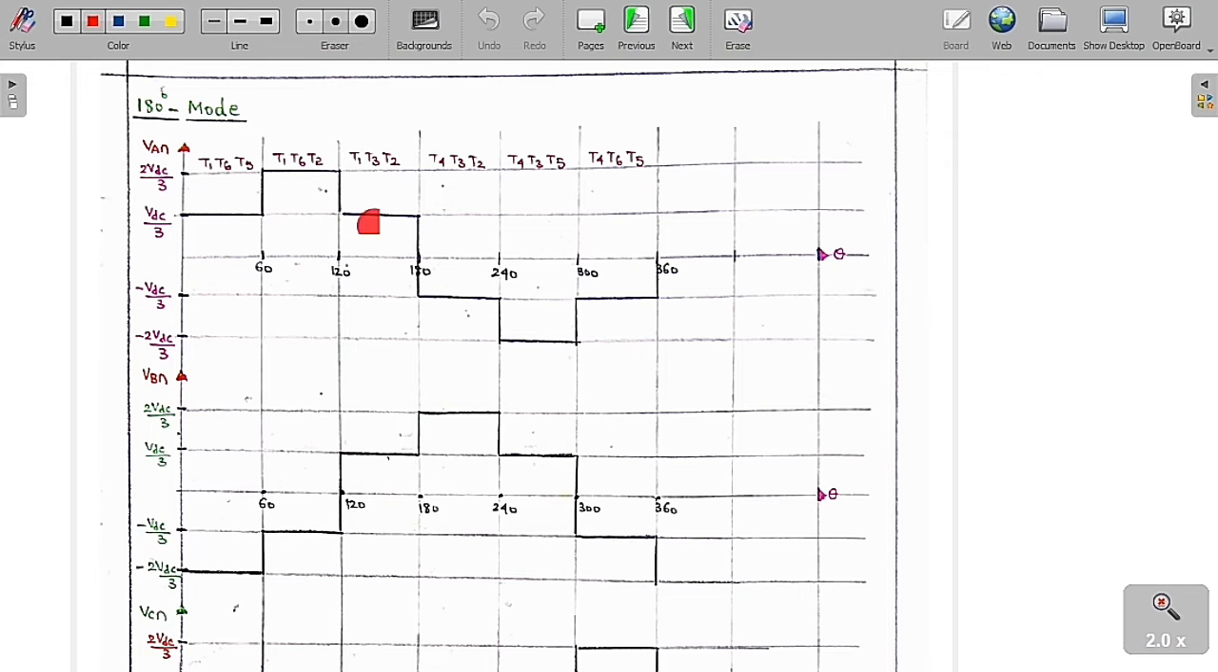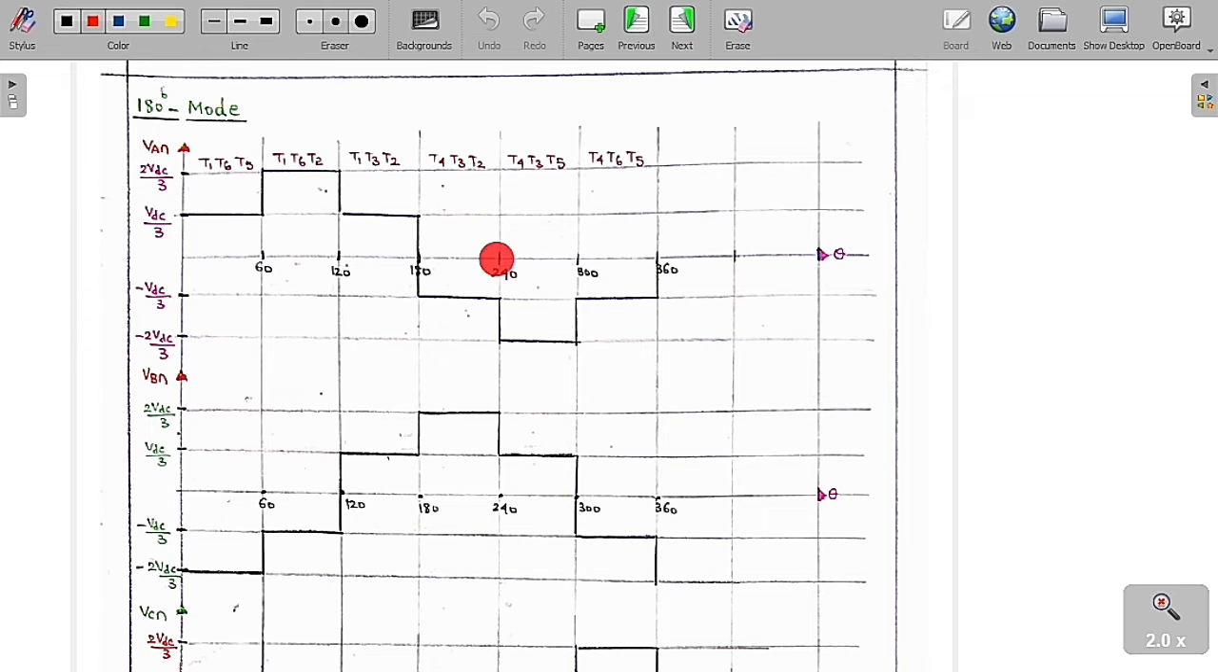And if you shift the VAN by 240 degrees, then you are going to get the VCN. So if you remember this graph, just give a shift of 120, you are going to get VBN. Just give a shift of 240, you are going to get the VCN. This is the easy way to remember. So the easy way to remember is here: plus VDC by 3, plus 2 VDC by 3, plus VDC by 3, minus VDC by 3, minus 2 VDC by 3 and minus VDC by 3. So for every 60 degrees. So this is the way that you are going to remember this graph.